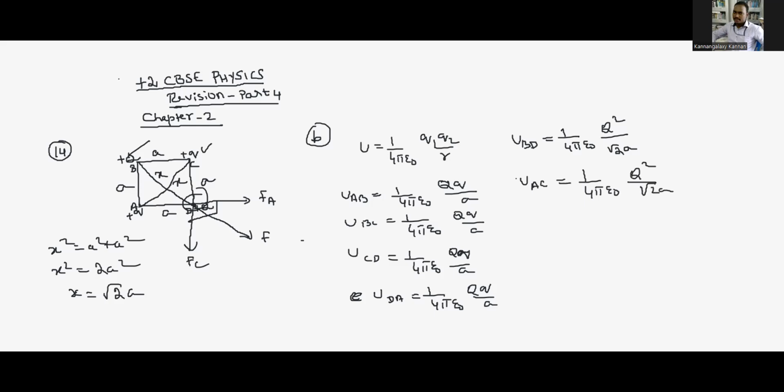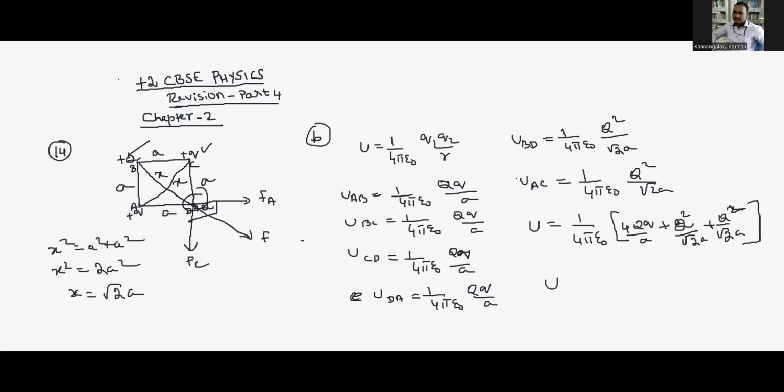So what is the total potential energy? It is the sum of all these values. Therefore, I can take 1 by 4 pi epsilon naught common because it is there in all the terms. Then I have Q q by A four times, so 4 times Q q by A, plus Q square by root 2 A, plus Q square by root 2 A.